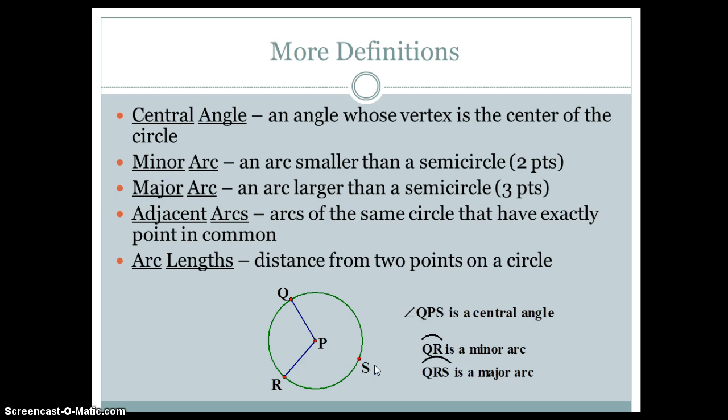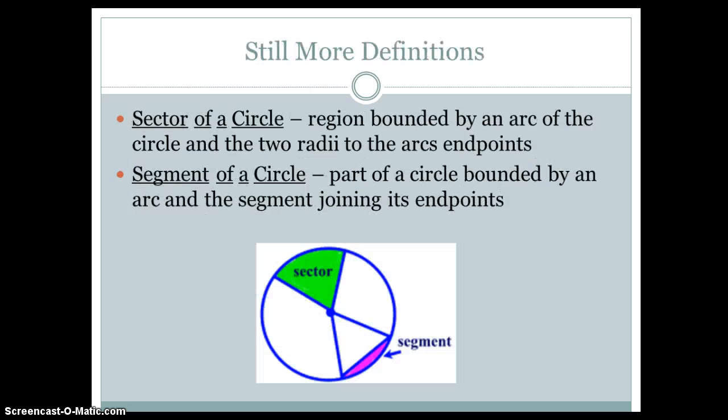Adjacent arcs are arcs of the same circle that have exactly 1 point in common. So if I were to create another arc that only shares 1 point, like QS and SR, those would be adjacent arcs. And the arc length is the distance between 2 points on a circle. So if we could straighten out a circle, we're looking for the distance from one point to another. We have lots of definitions, so if you need to pause the video to write these down, please do.